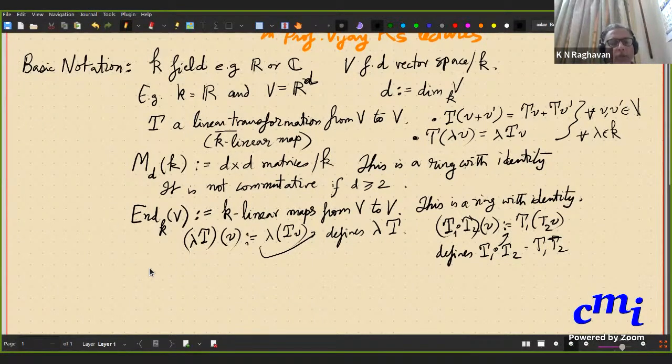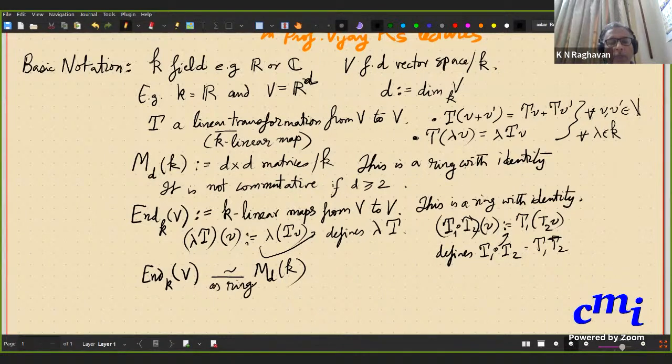And in fact, these two rings are isomorphic. End_K(V) is isomorphic as rings to M_d(K). This means isomorphic as rings, but this is a non-canonical isomorphism, since this involves a choice of a basis.